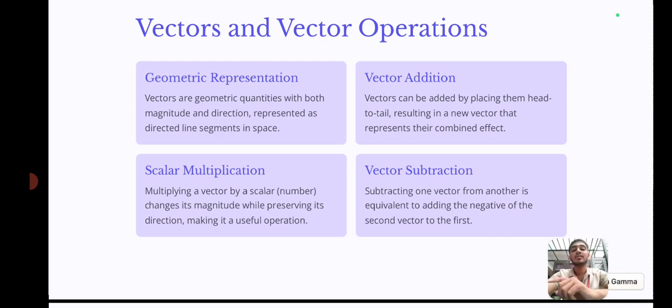combined effect. Scalar multiplication: multiplying a vector by a scalar number changes its magnitude while preserving its direction, making it a useful operation. Vector subtraction: subtracting one vector from another is equivalent to adding the negative of the second vector to the first.